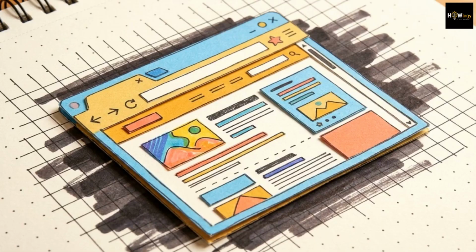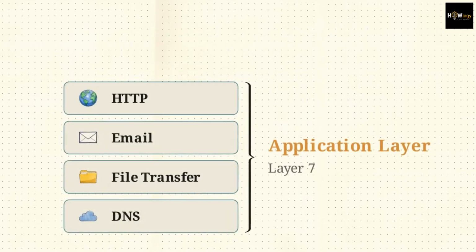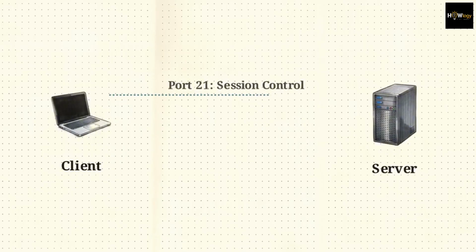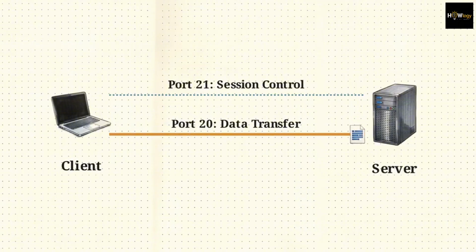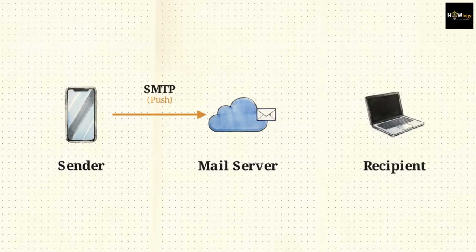But pulling up a web page is just one type of conversation. HTTP is only a single language operating within the much wider application layer. If you need to upload a large corporate file to a central server, HTTP won't cut it. Instead, you'll use FTP, the file transfer protocol, which relies on port 21 to control the session and a separate port 20 just to move the data. Sending an email operates on a completely different set of rules. It relies on SMTP to push the message out across mail servers, and protocols like POP or IMAP for the recipient to pull it down.